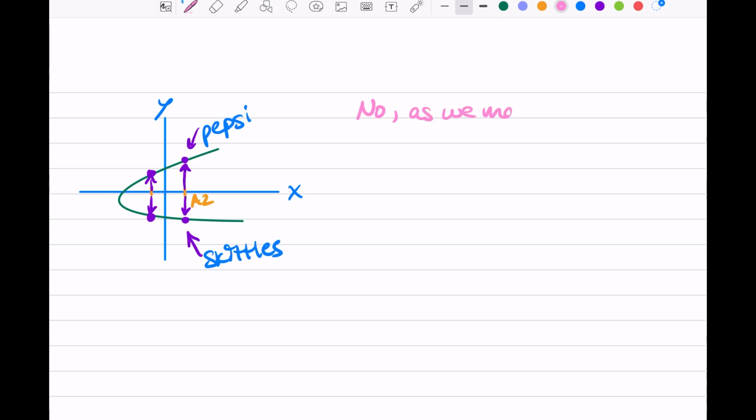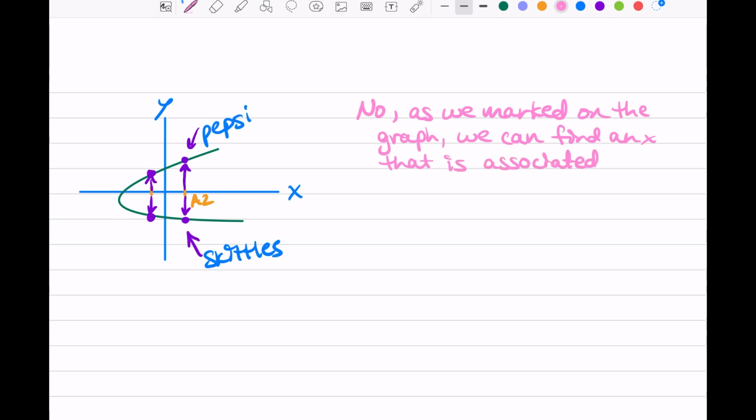And as we marked on the graph, we can find an X that is associated with more than one Y. We found an X right over here, and we found our Pepsi and our Skittles. We found more than one Y.